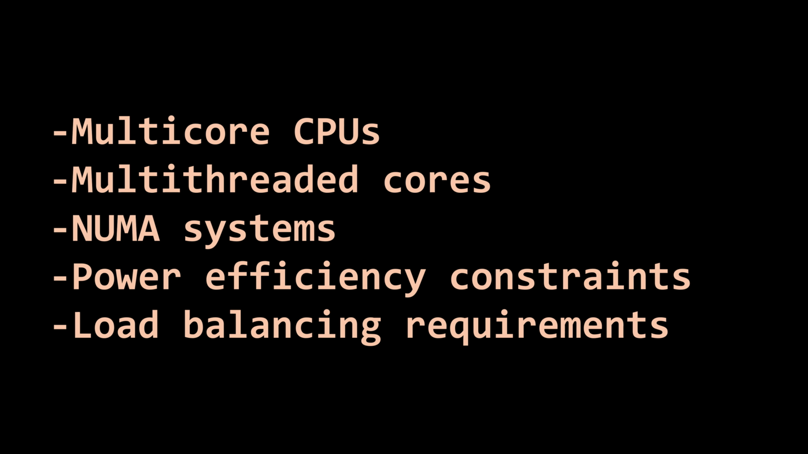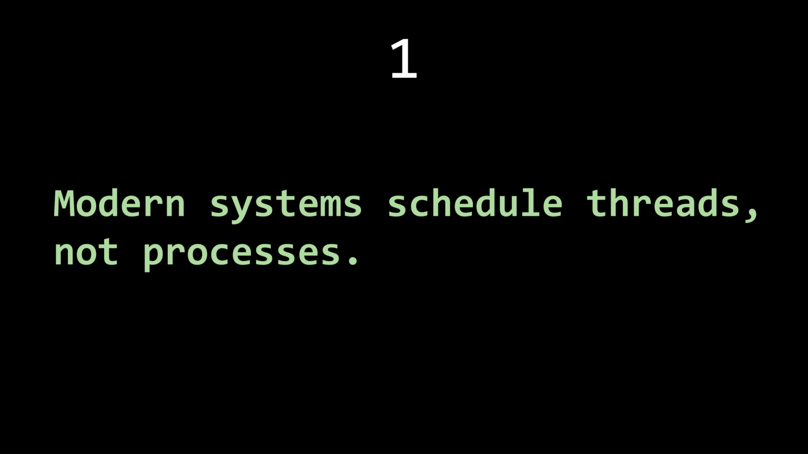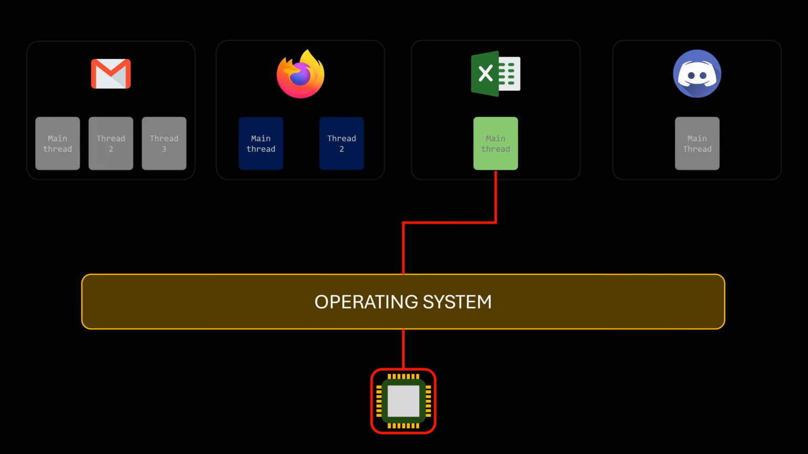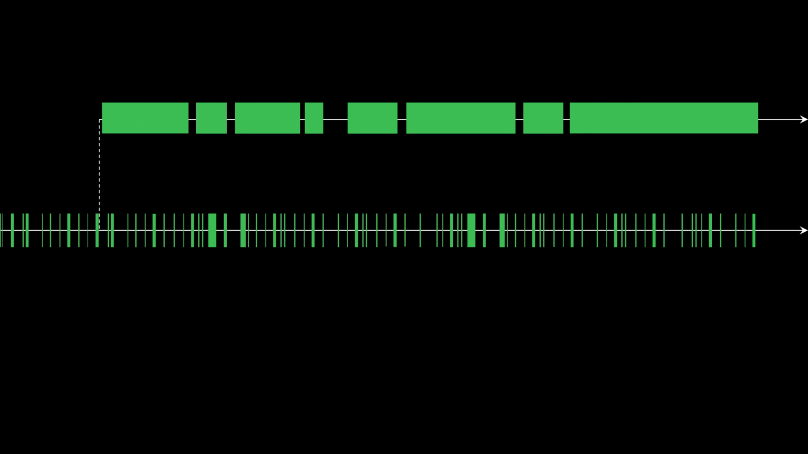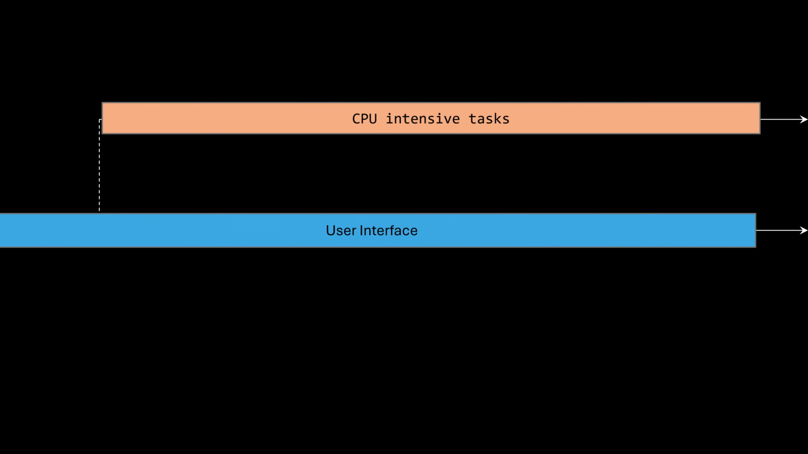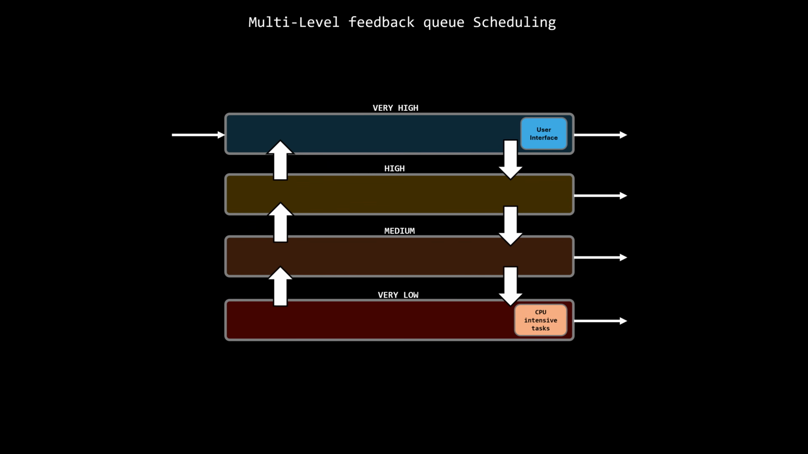Before we wrap up, a few final clarifications. Modern systems schedule threads, not processes. This allows concurrency within a single application. For example, one thread handles the user interface, while another performs background computations. With multi-level feedback queue, the user interface of a CPU-hungry process can remain smooth, since the thread that manages the UI can maintain high priority independently of the thread that performs the heavy computations.